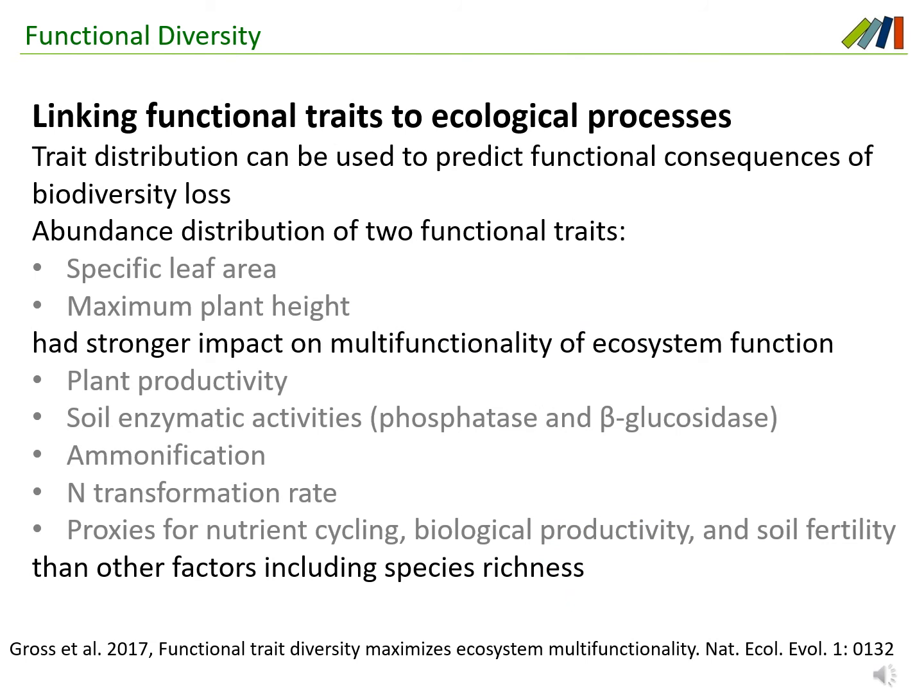Let's take one example of a study linking plant functional traits to ecological processes, investigating the functional consequences of biodiversity loss. This study by Gross et al. 2017 found that the abundance distribution of two functional traits, specific leaf area and maximum plant height, had a stronger impact on multifunctionality of ecosystem function than other factors, including proxies for nutrient cycling, biological productivity, soil fertility, and species richness. This suggests that existing levels of ecosystem function can be maintained even in the face of species loss, at least for the domain investigated here.